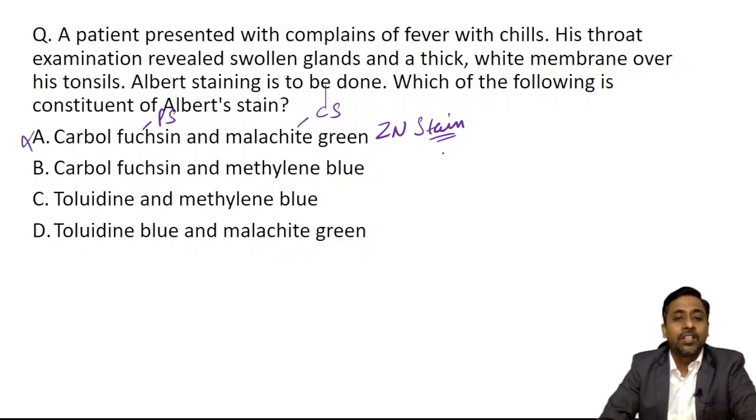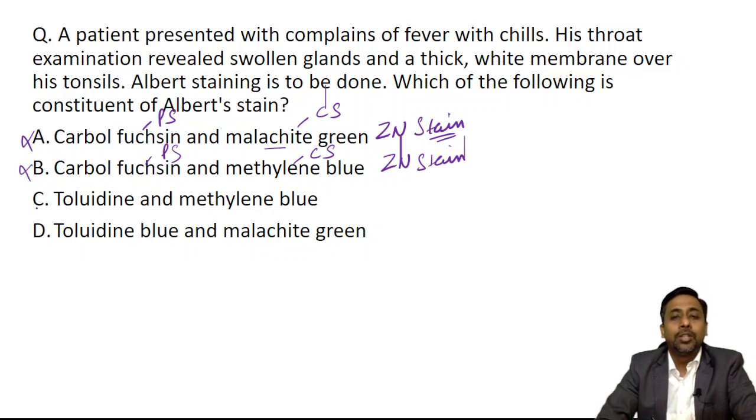So this option is out. Second option, carbol fuchsin and methylene blue. Again, these two are reagents used in ZN stain, but instead of malachite green, methylene blue is used as counter stain. However, the primary stain is the same. So this is also out.